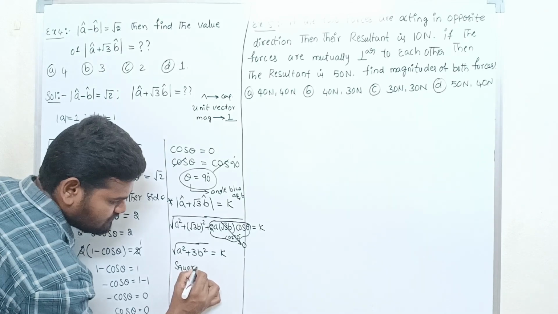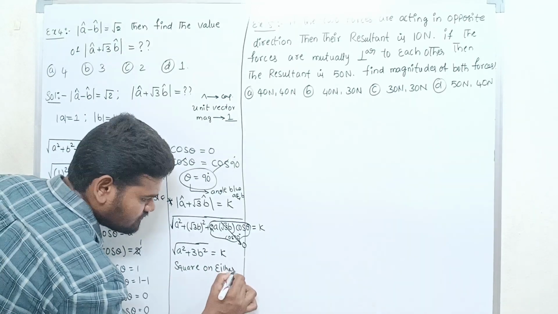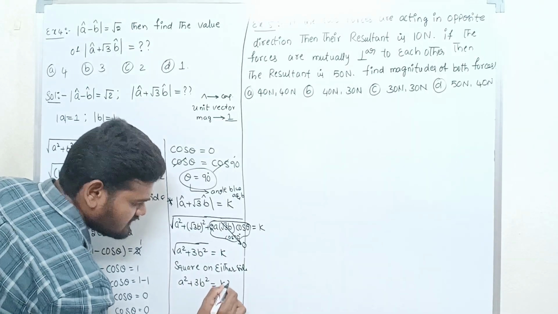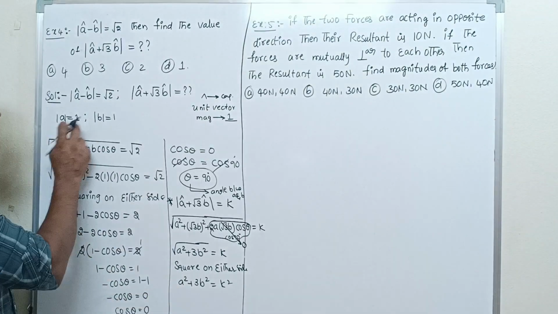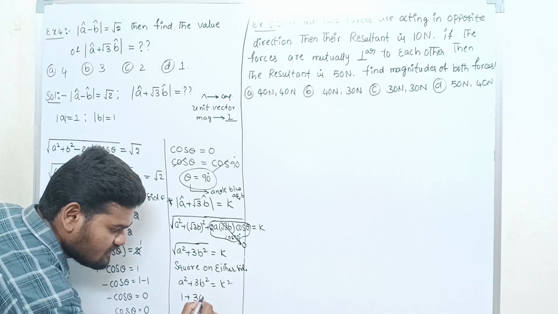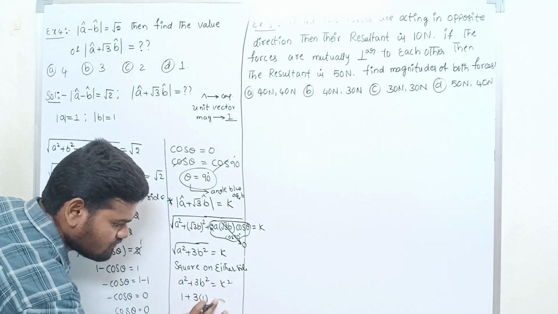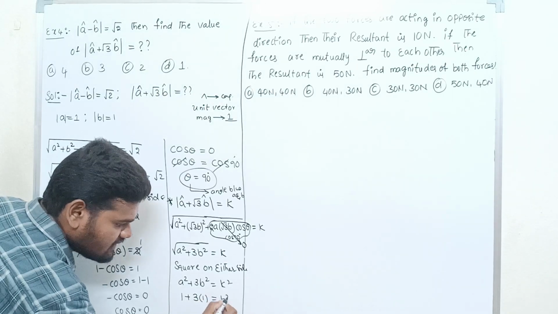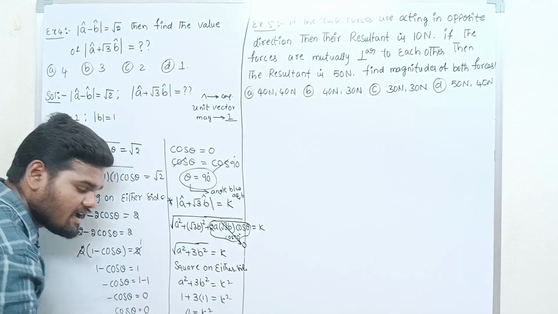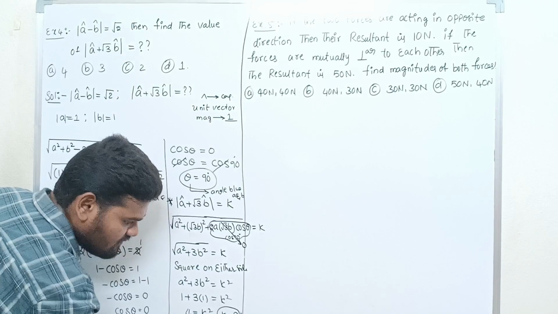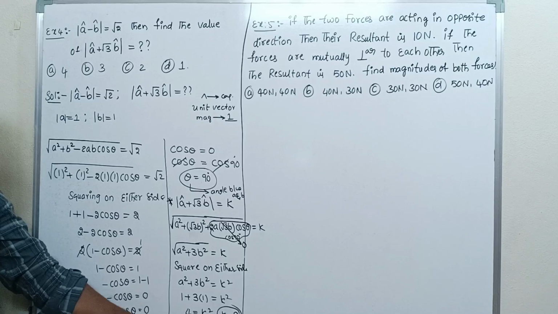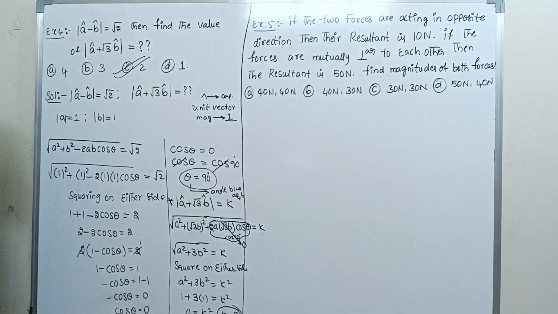Just square on either side. So we get A square plus 3 B square is equal to k square. What is the value of A and B? 1. So 1 square, 1 plus 3 into B square, 1 is equal to k square. So 3 plus 1, 4 is equal to k square. If square comes to this side, it becomes root 4. What is the value of root 4? 2. So what is the value of the magnitude of A cap plus root 3 B cap? 2. Option C is the correct option.